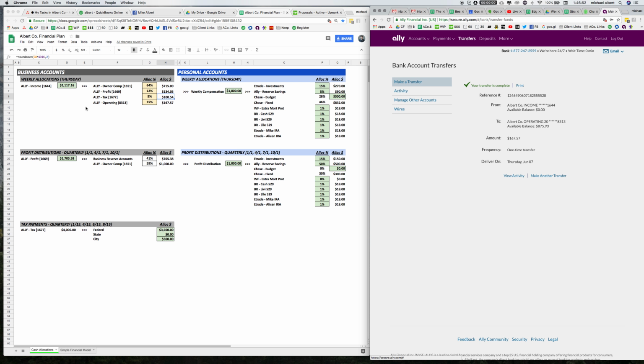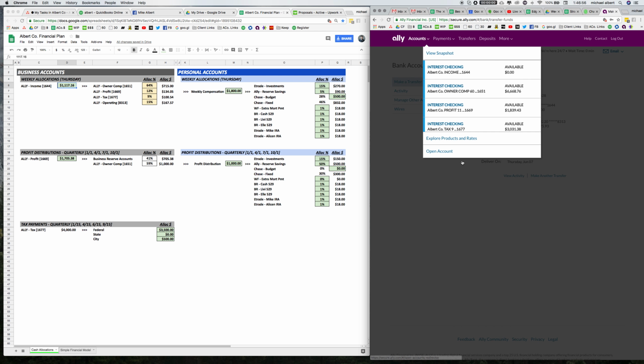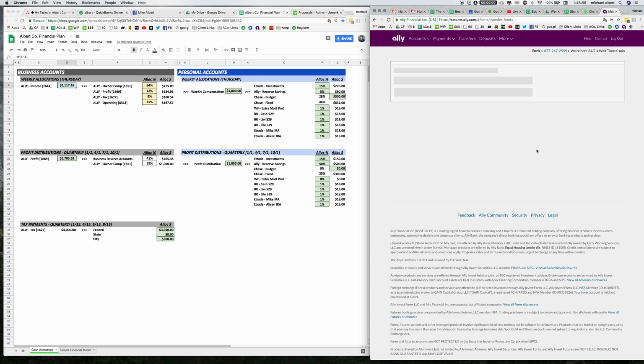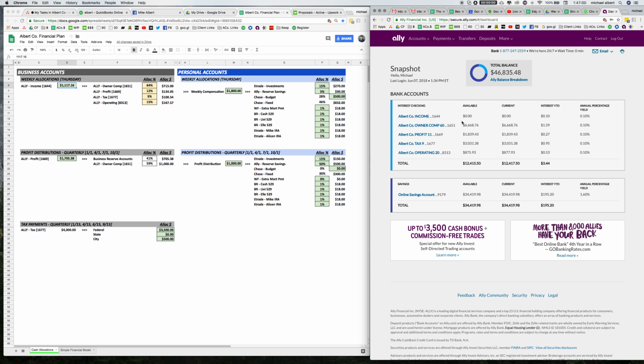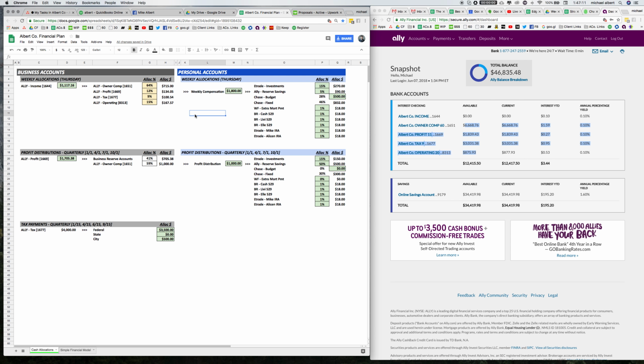All right, so now I've cleared out this income account. So if I go back to the account summary here, and we look at the income, all of this has been allocated to my four main business accounts at Ally. So now that section of my allocation is done, and I can move on to paying myself. So this week I am taking $1,800 in compensation.